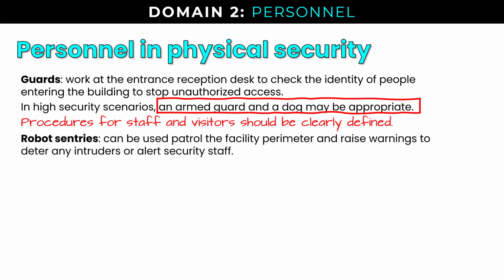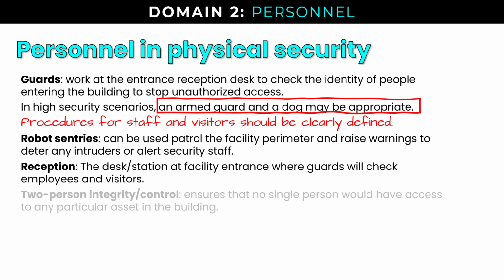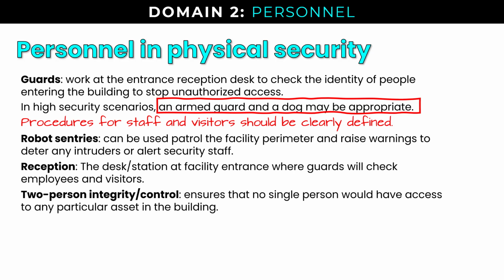Robot sentries can be used to patrol the facility perimeter and raise warnings to deter any intruders or alert security staff. Any mention of reception is that desk or station at the facility entrance where guards will check employees and visitors. Two-person integrity and control. This ensures that no single person would have access to any particular asset in the building that needs to be protected. It also reduces the risk of a malicious insider attack.